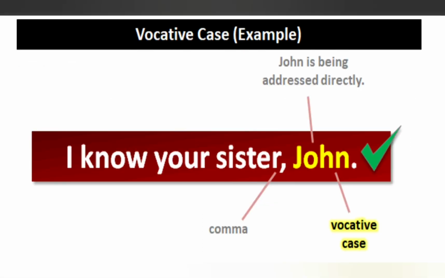Take a look at this example. I know your sister, John. Here, John is being addressed directly. The name is separated from the rest of the sentence with a comma. John is the noun in vocative case.